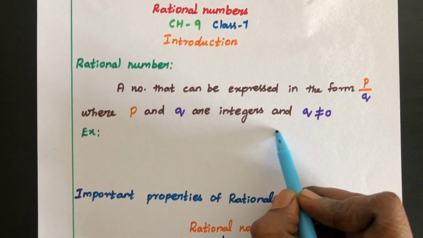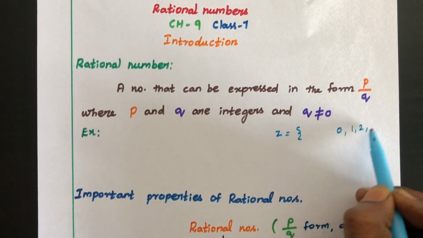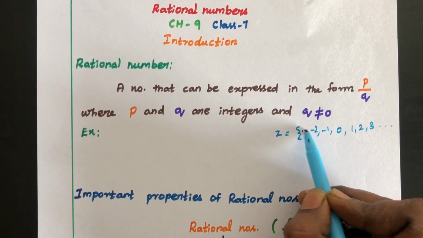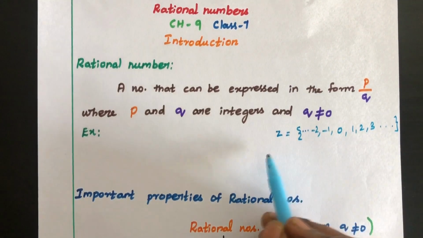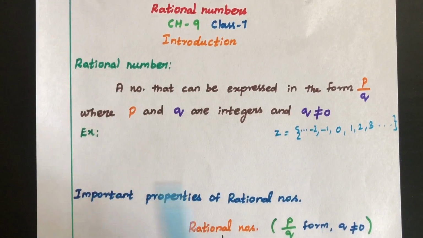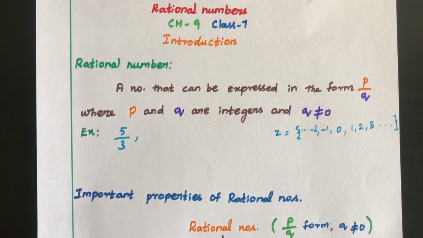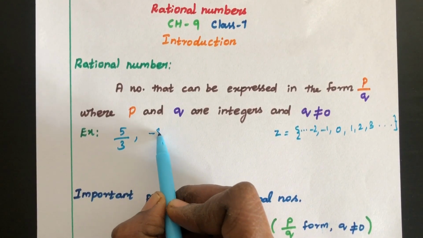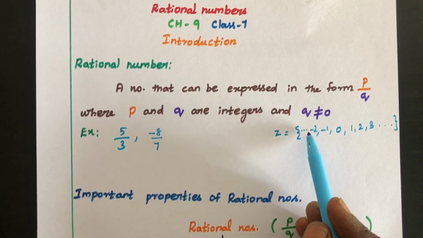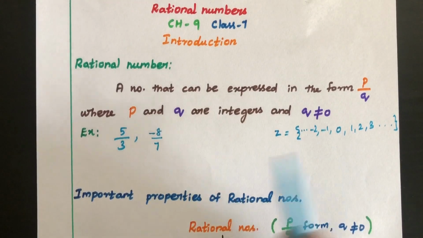What do you mean by integers? Integers include 0, positive numbers on the right side, and negative numbers on the left side. It keeps on going endlessly. So a number that can be expressed in the form p by q. See here, for example, 5 by 3 is a rational number, right? Similarly, minus 8 by 7 is also a rational number. I am taking a number from the negative side and from the positive side also as a denominator.